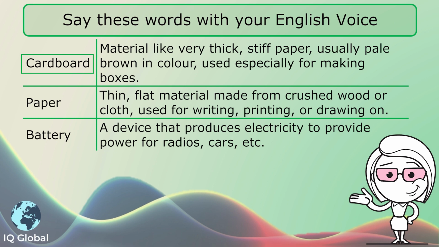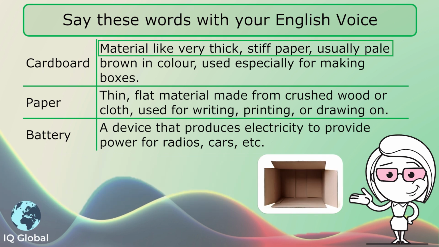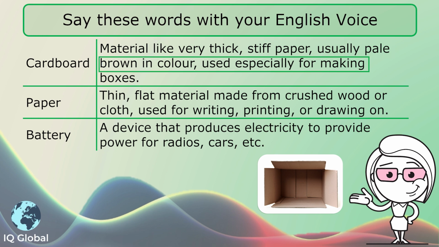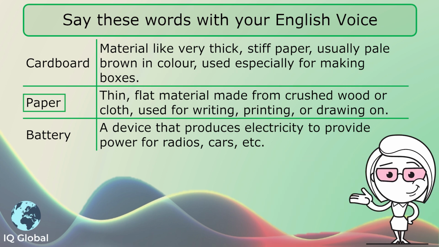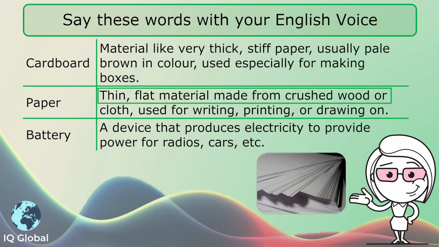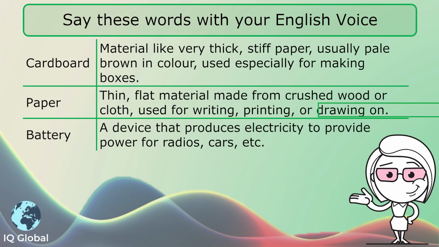Cardboard. Cardboard is material like very thick, stiff paper, usually pale brown in color, used especially for making boxes. Paper. This is thin, flat material made from crushed wood or cloth, used for writing, printing, or drawing on.